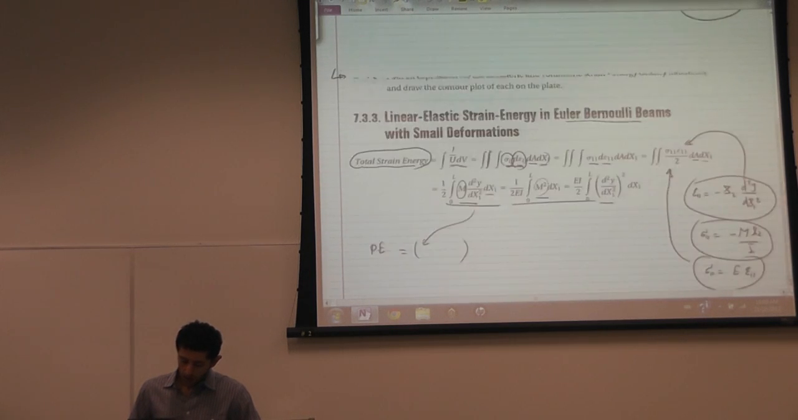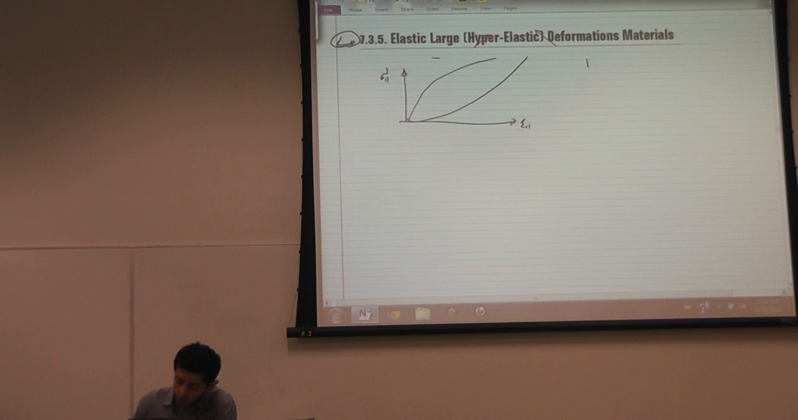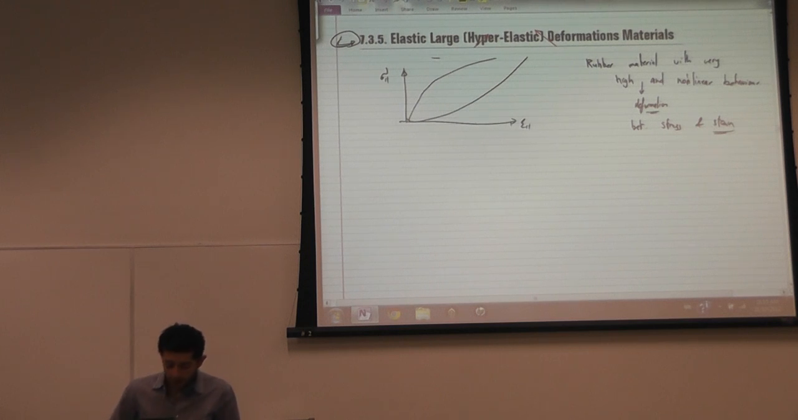Now what if I have a material where, when I plot sigma 1 versus epsilon 1, it does something like this? Or something like this? This section applies to rubber material with very high deformation and non-linear behavior between stress and strain. For this we need another form, because the linear elastic equations do not really apply to large deformations.